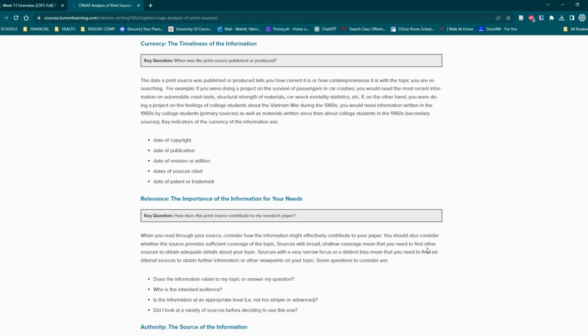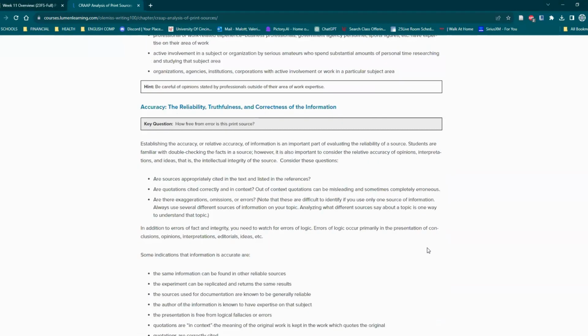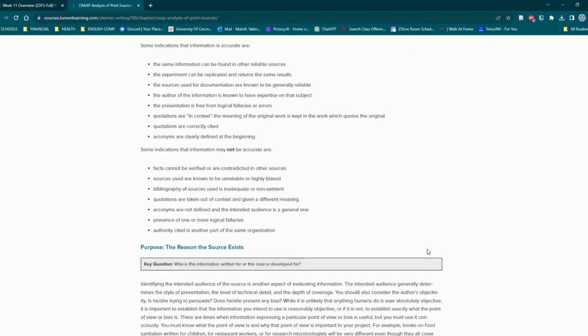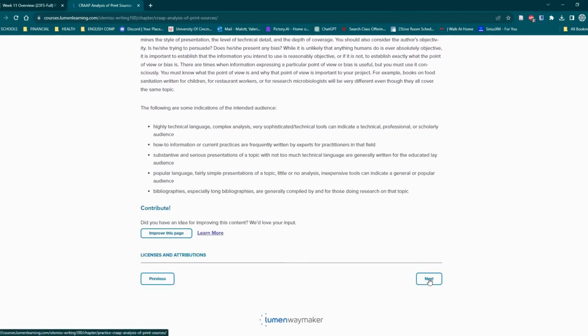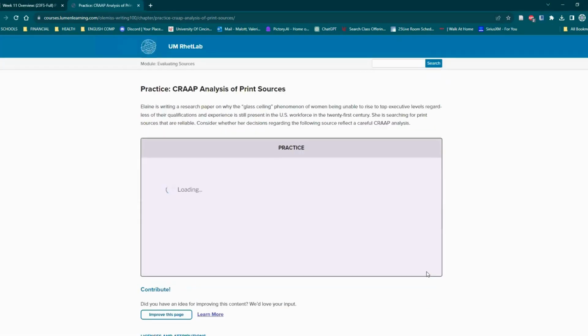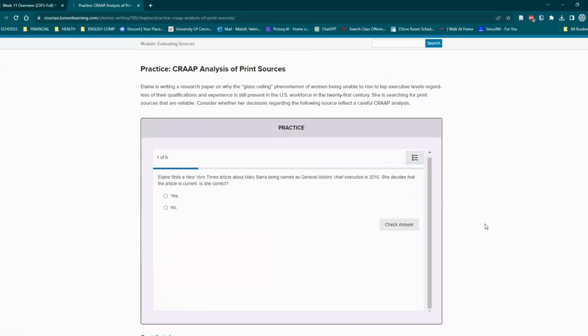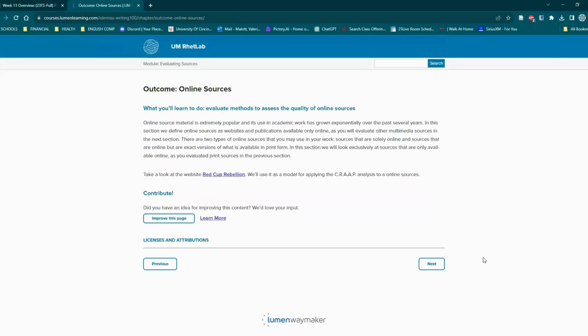CRAAP stands for currency, relevance, authority, accuracy, and purpose. And I have some other resources out on Canvas for you that will help you to understand the CRAAP test and how you can use that to evaluate sources that you are potentially going to use in your research. But here they have some practice for the CRAAP test or the CRAAP analysis.